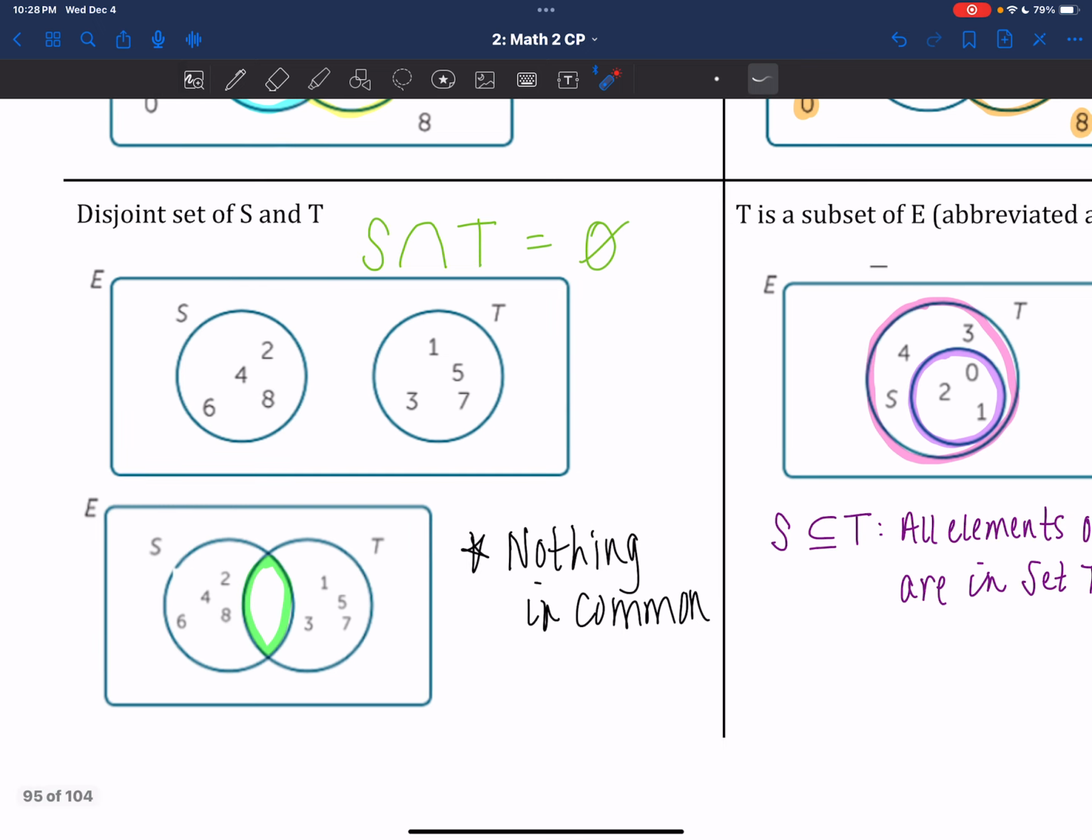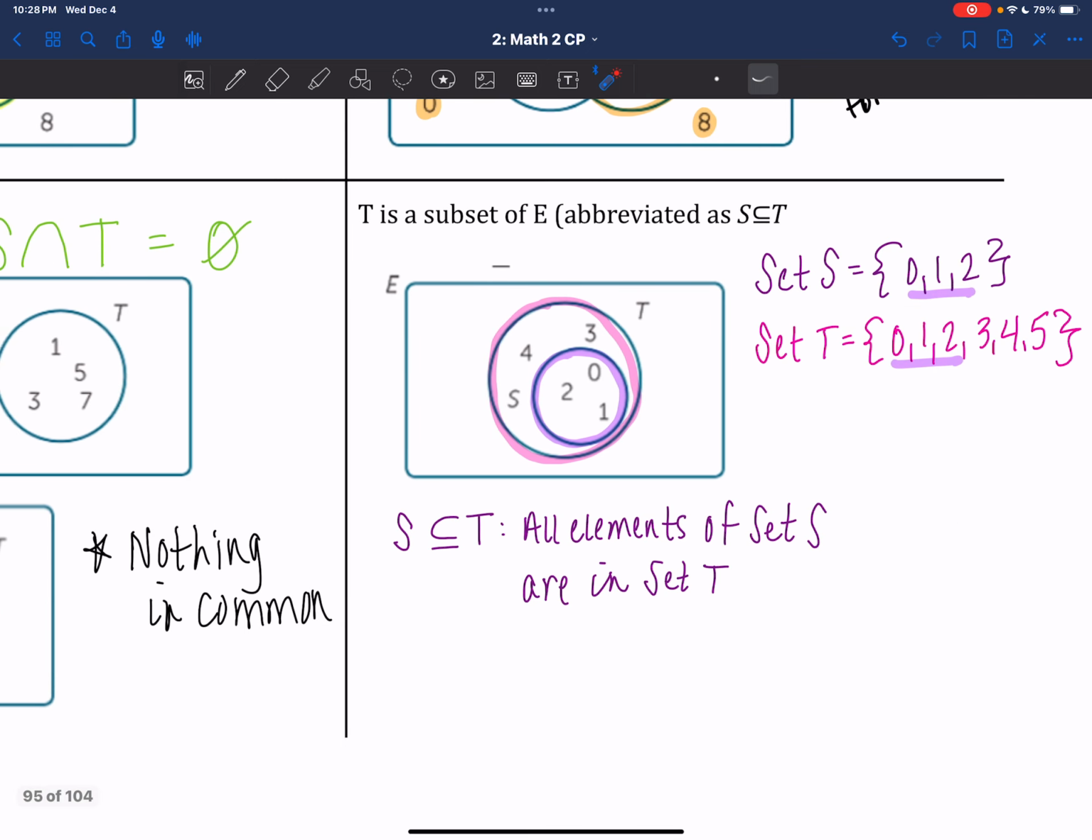That's all you write. And then T is a subset, so that looks like the little U that goes like that with a line underneath it. So T is a subset of E, so T is within E. And then here, we want to know set S is this guy right here, and then set T is here. So we want to know where S is a subset of T, so all elements of set S are in set T. So when you look here, this is your answer. So you list them out, and if you notice, this is 0, 1, 2 for set S, and that's within set T.